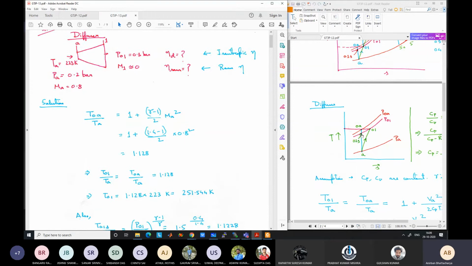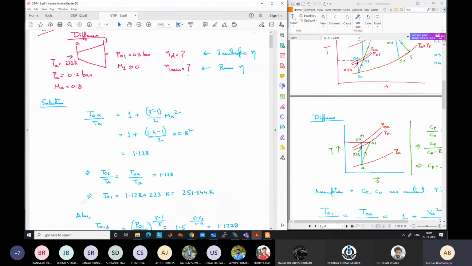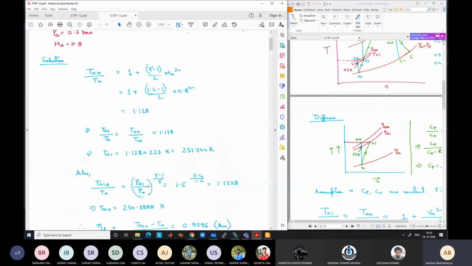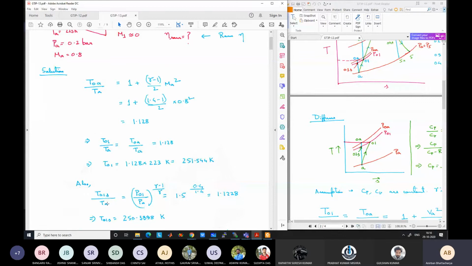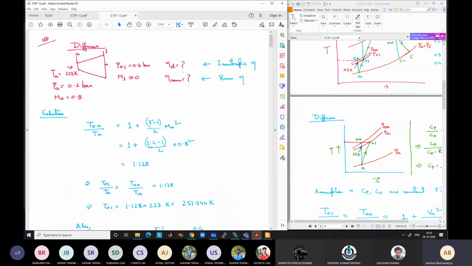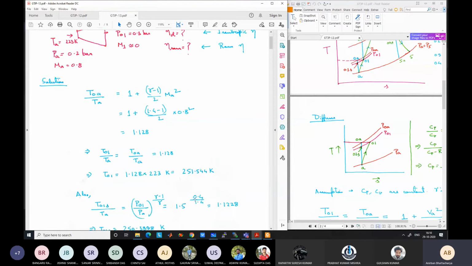Now we need to find T01S. How will we find T01S? Because P01 is already given to us, we know P01 and PA is also known. So T01S by TA is equal to P01 by PA to the power (gamma minus 1) by gamma. These two values are given, 0.3 and 0.2. So 0.3 by 0.2, which is 1.5, to the power 0.4 by 1.4. So 1.1228.